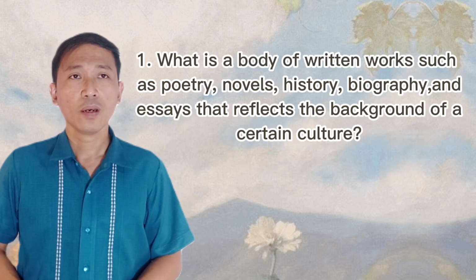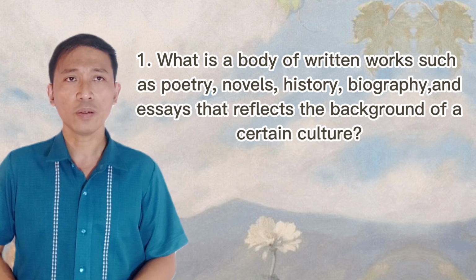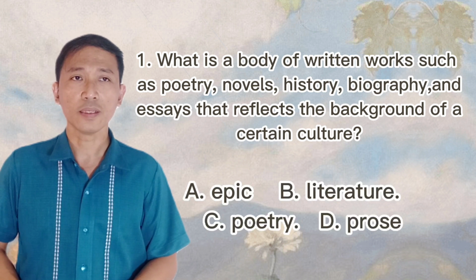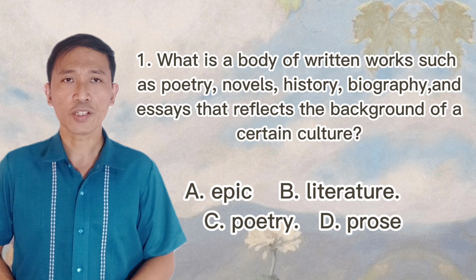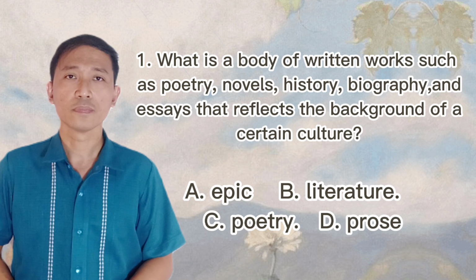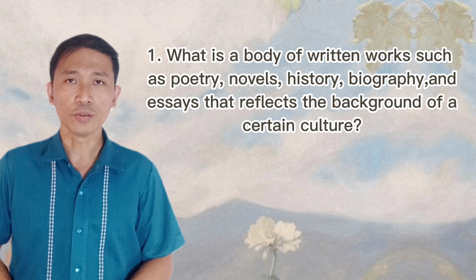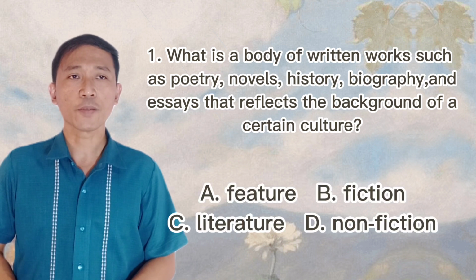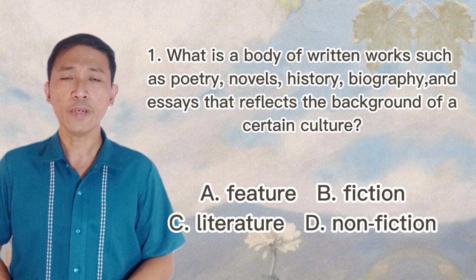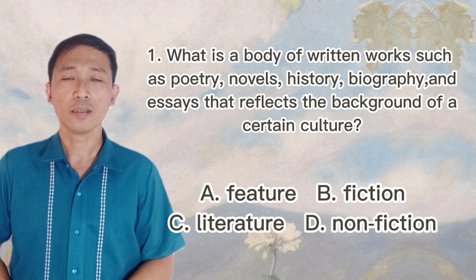Number 1. What is a body of written works such as poetry, novels, history, biography, and essays that reflects the background of a certain culture? A. Epic. B. Literature. C. Poetry. Or D. Prose. Number 2. Which type of literature is a product of a writer's imagination? A. Feature. B. Fiction. C. Literature. D. Non-fiction.